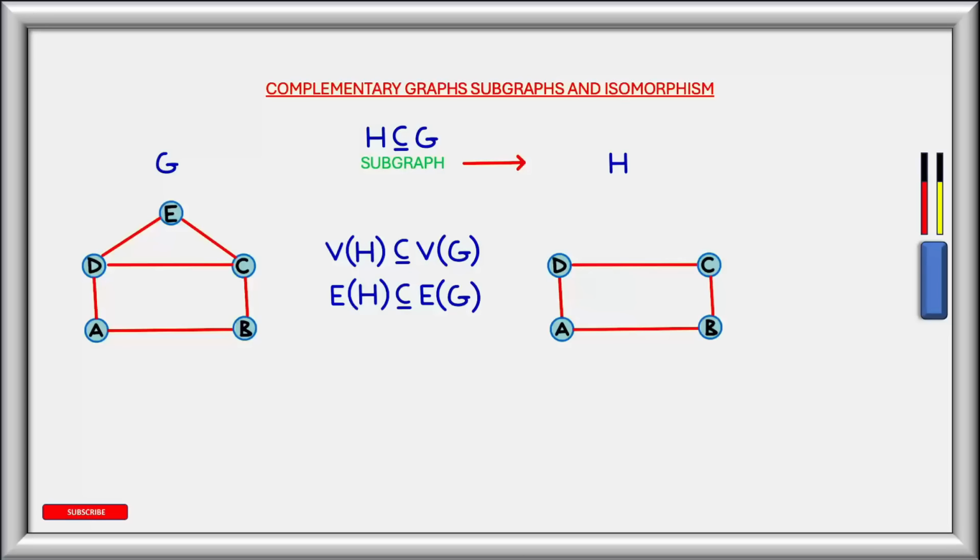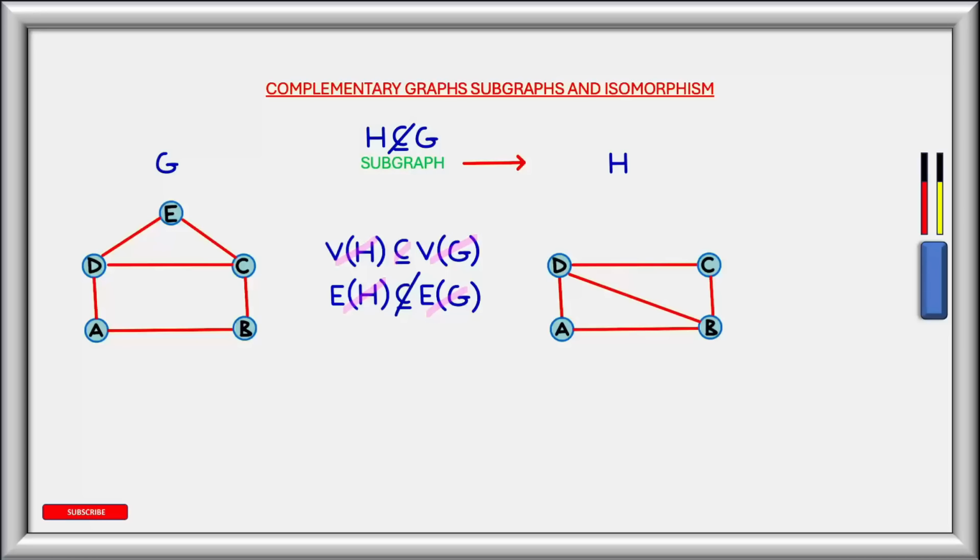What would happen if on graph H we added an edge from D to B? Then graph H would no longer be a subgraph of graph G, even though the vertex set of H is a subset of the vertex set of G. The edge set of H is no longer a subset of the edge set of G.